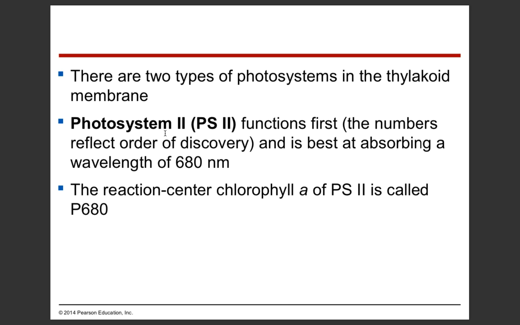Okay, there are two types of photosystems in the thylakoid membrane, as promised. Photosystem 2 functions first. Now, before you're like, wait, 2 comes number 1? Yes, because they were named in the order that they were discovered. Photosystem 2 was discovered after photosystem 1 had already been named.